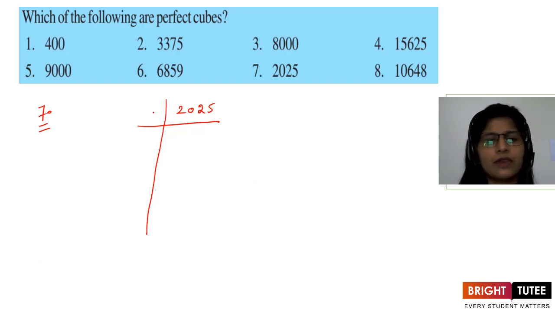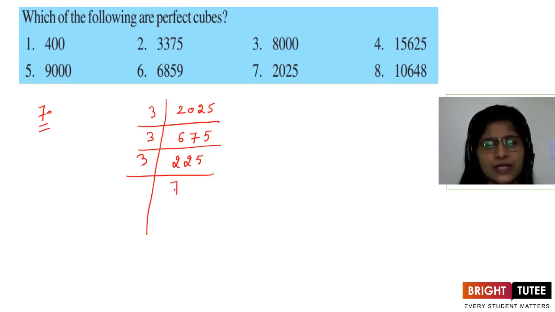If we divide with 3, 3 sixes are 18, then 2 left. Yes, it is divided. 3 sevens are 21, then 1 is left, 3 fives are 15. Again with 3: 3 twos are 6, 3 twos are 6, 3 fives are 15. Again with 3: 3 sevens are 21 and 3 fives are 15. 3 twos are 6, 3 fives are 15. Then with 5, 5 fives are 25.